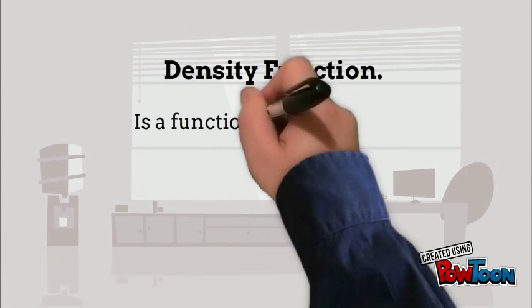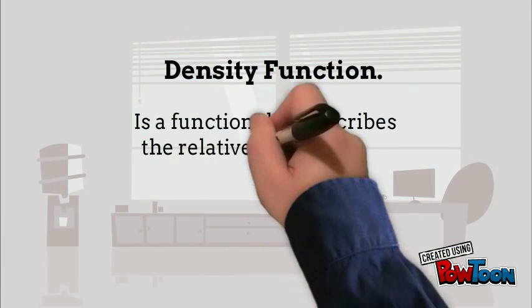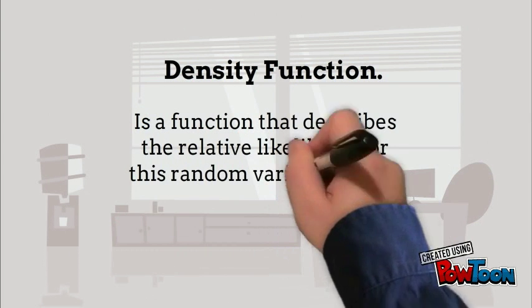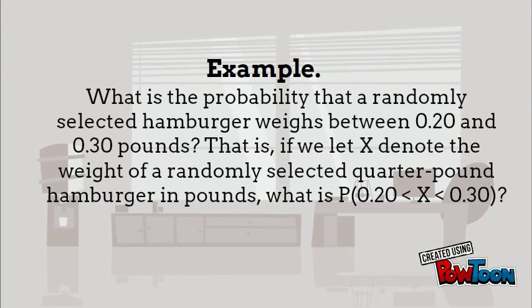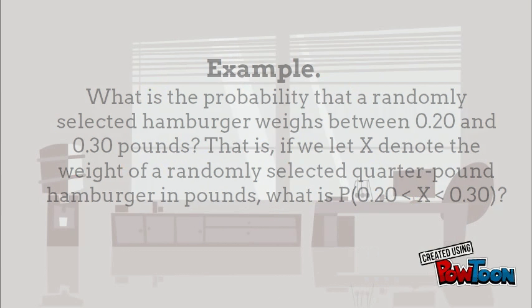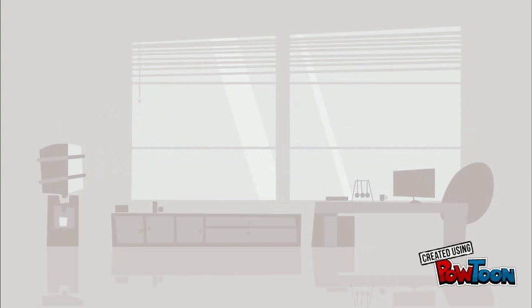The density function is a function that describes the relative likelihood for this random variable to take on a given value. What is the probability that a randomly selected hamburger weighs between 0.20 and 0.30 pounds? That is, if we let x denote the weight of a randomly selected quarter-pound hamburger in pounds, what is the probability that x is between 0.20 and 0.30?